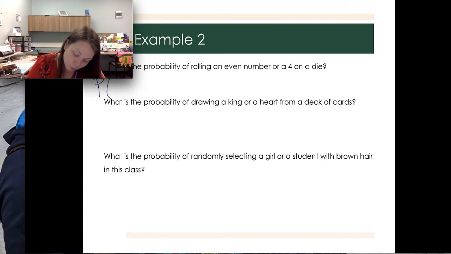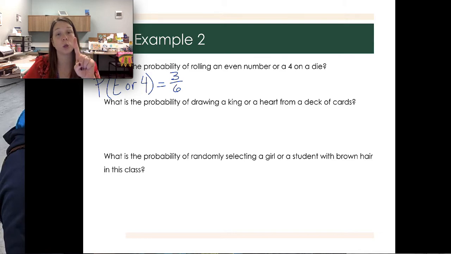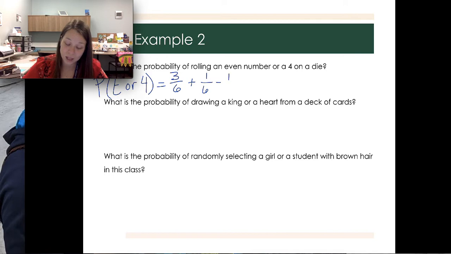So, probability of rolling an even number or a 4. The total number of even numbers on a die is 3 out of 6, because you have 2, 4, and 6. The probability of rolling a 4 on a die, well, there's only one 4 on a standard die, so that's 1 out of 6. Now, 4 is both part of that second fraction and the first, so I'm double counting it, so I need to subtract off the piece that I'm double counting to give me 3 over 6, or in other words, 1/2.